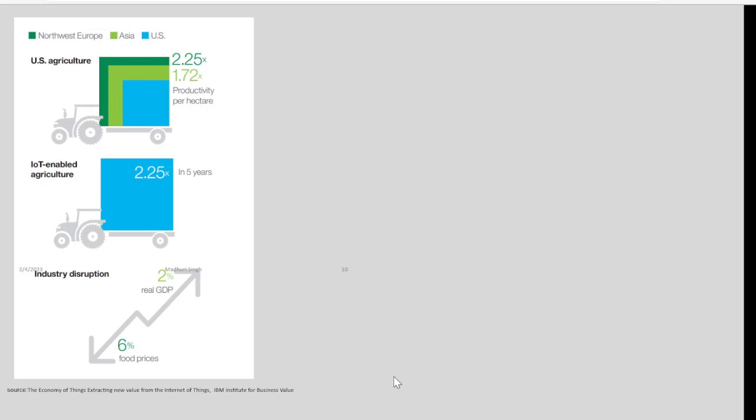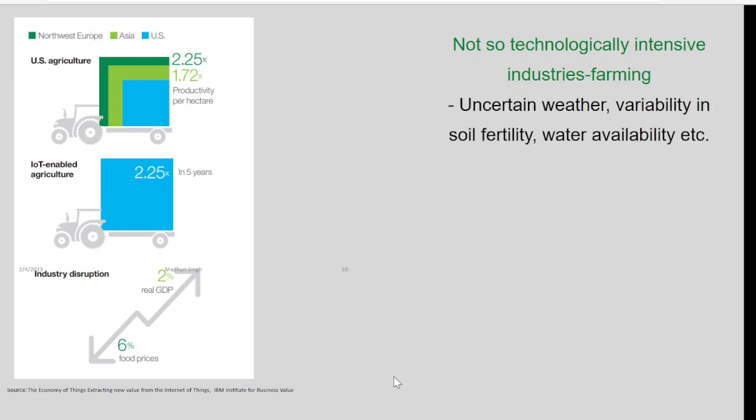Moving on to the third case, which is on the not so technologically intensive industries. Here we are taking the case of farming, again in the USA. This case study is also taken from the IBM Institute for Business Value report. Crop yields are the result of complex biochemical and physical interactions of land, seed and weather over a growing season and are subject to uncertain variation: uncertain weather, variability in soil fertility, water availability, etc. There are also convex phenomena for agricultural prices.